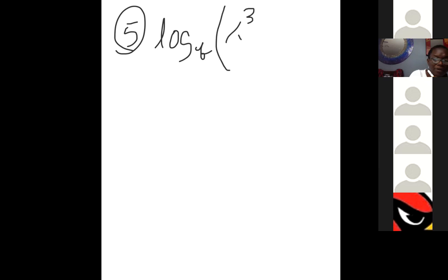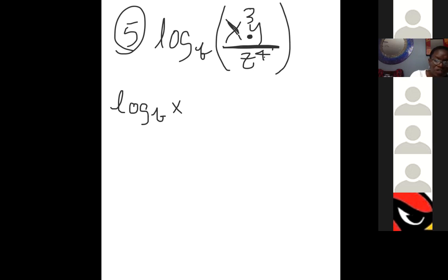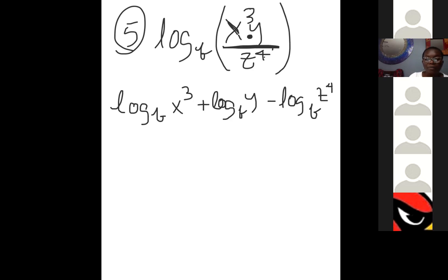Okay, number 5, guys. I'm not gonna do everything, by the way, in the assignment. Number 5, this one is a little longer. This one is applying all 3 properties, x to the 3rd times y over z to the 4th. So we got multiplication, we got division, then we got the powers in there. So when we expand this one, it's going to be log base b of x cubed plus log base b of y minus log base b of z to the 4th power.